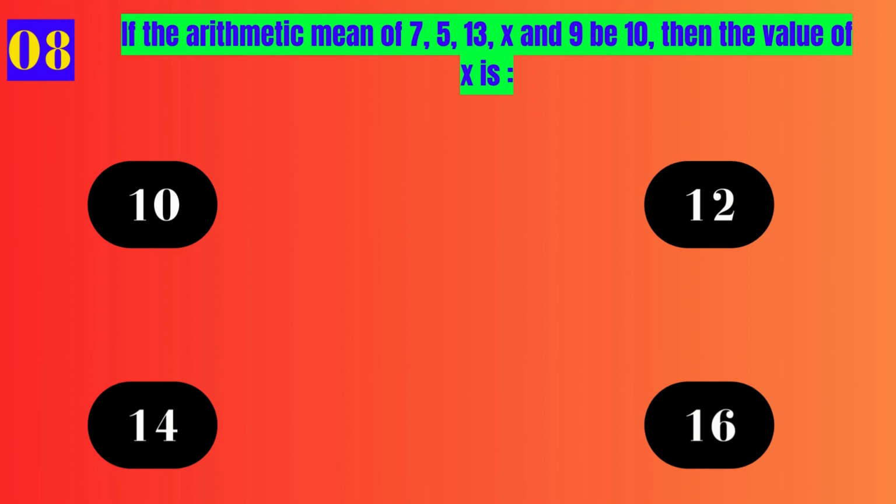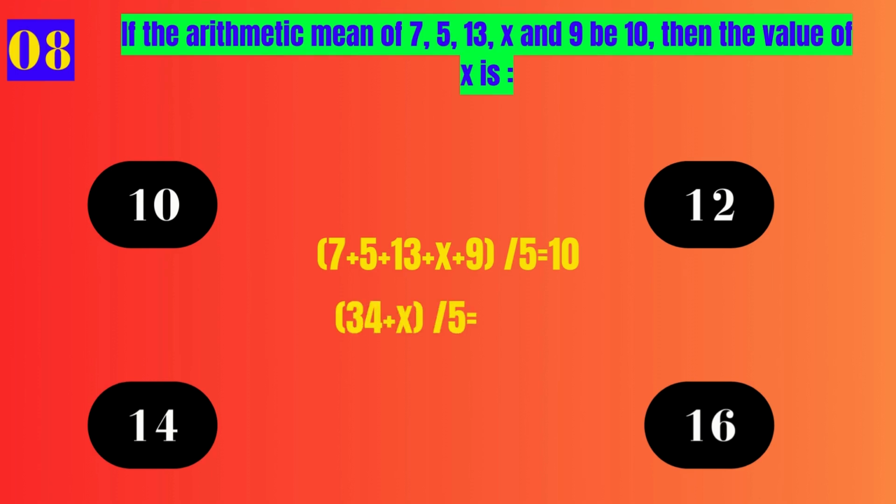The arithmetic mean is given as 10, so we can set up the equation. 7 plus 5 plus 13 plus x plus 9, divided by 5 is equal to 10. Combine the constants. 34 plus x, divided by 5 is equal to 10.